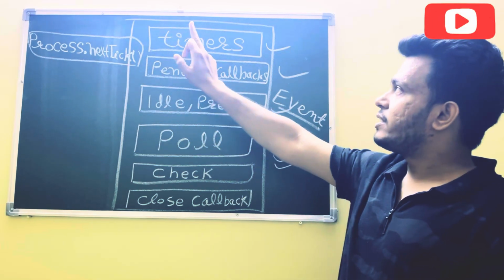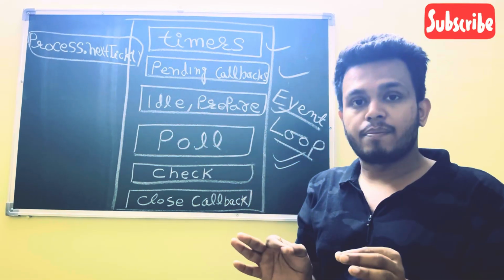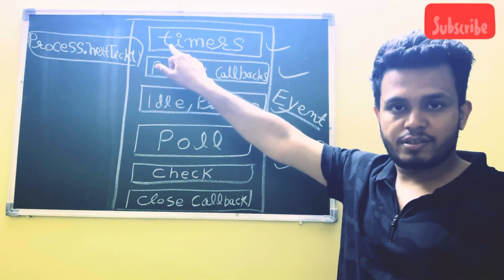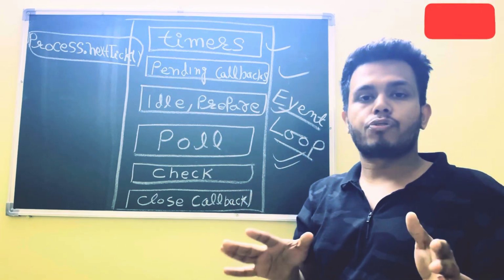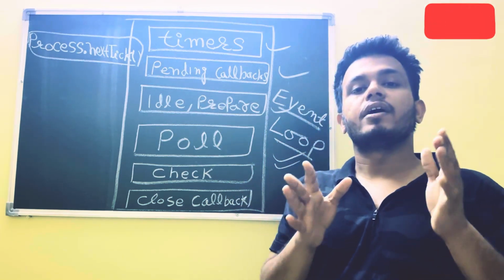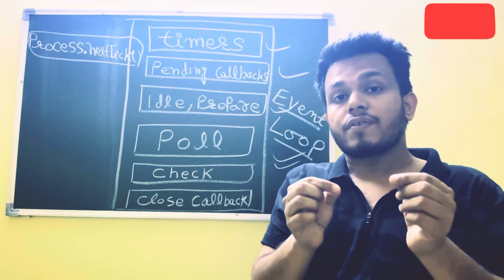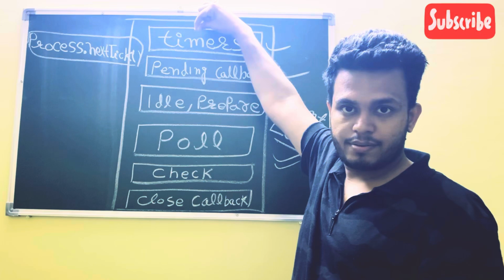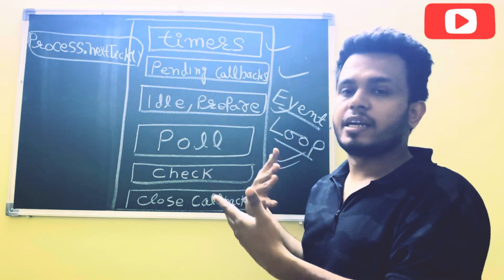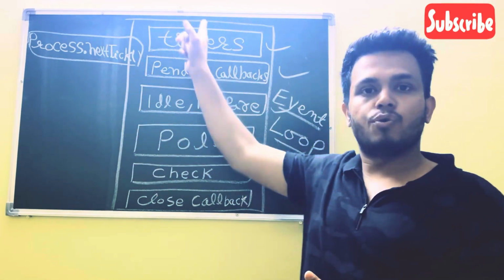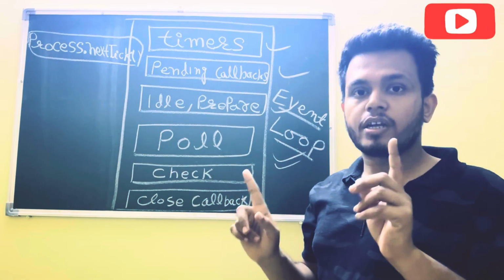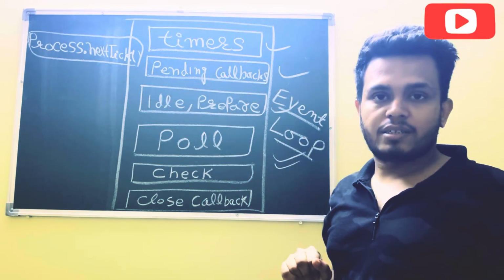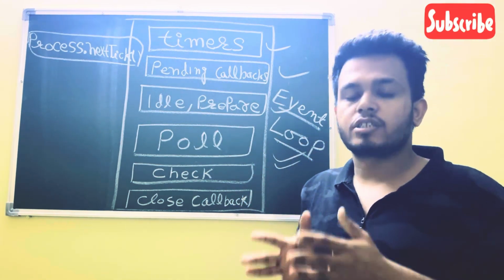This is the first phase, timers. Any setTimeout or setInterval callbacks will come in this phase. Suppose you write a Node.js program and you have written one setTimeout. Whatever callback function you are passing in the setTimeout will come here, and it will not run immediately. It will run after an iteration of this loop, not in the first iteration. Understood?